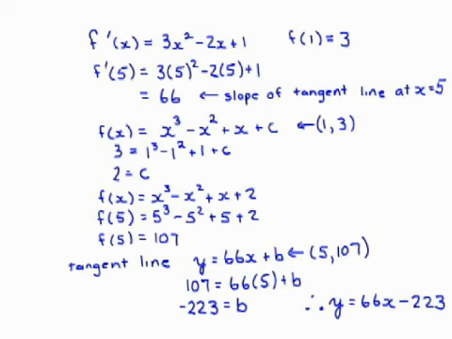Therefore, the equation of my tangent line at x equals 5 to this particular curve is y equals 66x subtract 223.